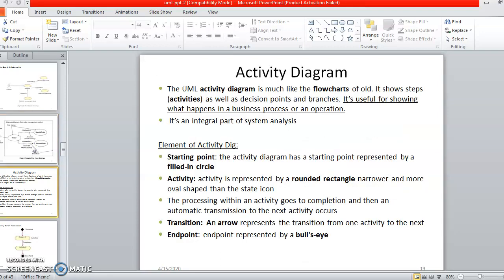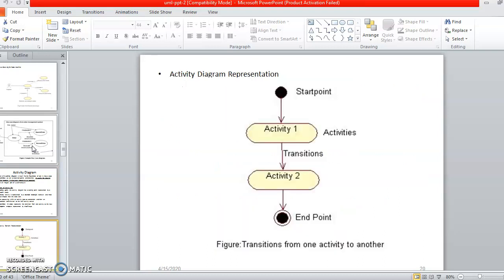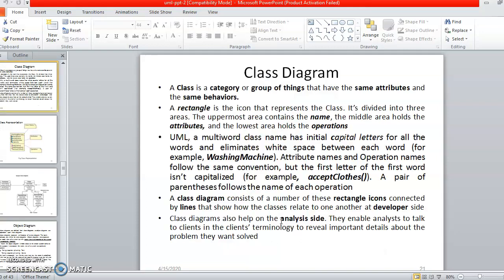More oval shaped than the state icon. And transition: an arrow represents the transition from one activity to the next. Endpoint: the endpoint is represented by a bull's eye, that means a fully covered circle. This figure shows an activity diagram. See, the start point is there, the end point, and activities, activity 1 and activity 2, and the transition is there.